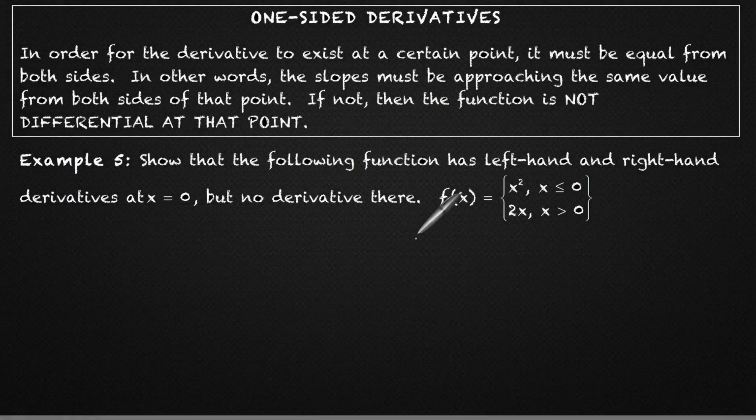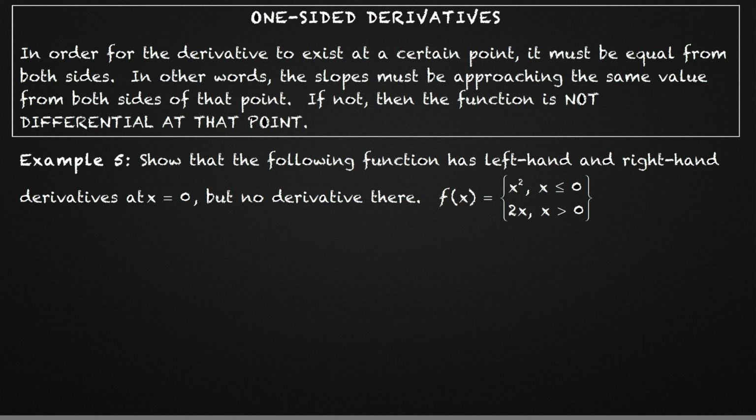Okay, we're going to finish our lesson today by talking about one-sided derivatives. And we're going to learn in our lesson on 3.2 differentiability that in order for the derivative to exist at a certain point, the derivative must be equal from both sides. In other words, the slopes must be approaching the same value from both sides of that point. If not, then the function is not differentiable at that point.